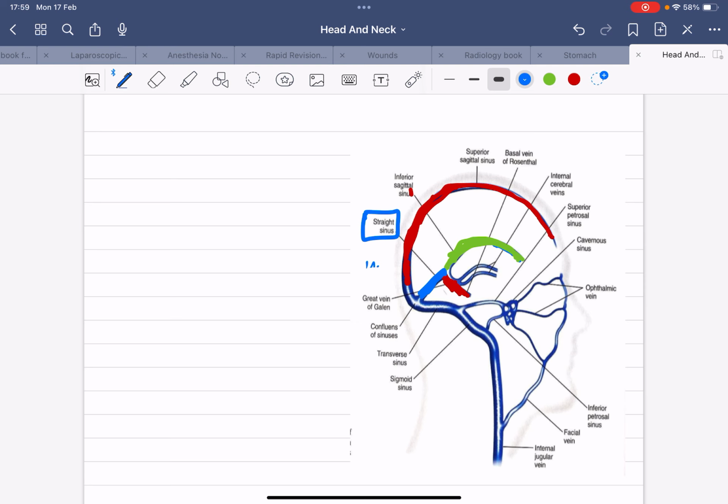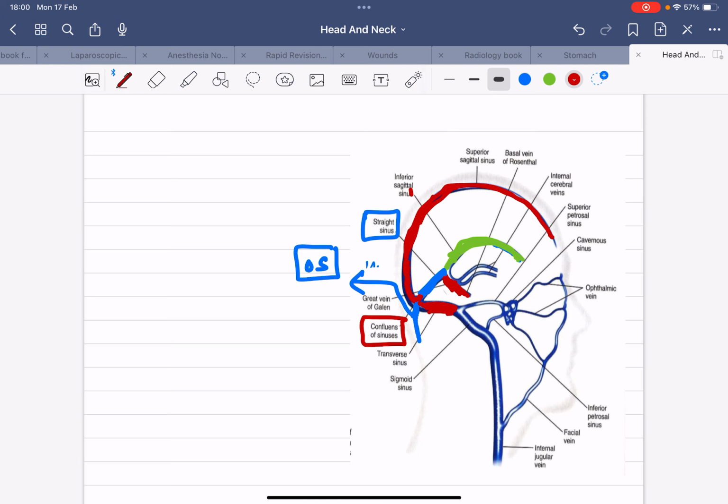Now straight sinus is joining together here with the superior sagittal sinus, and when they both join together, it forms the confluence of the sinuses. Please remember, one more sinus comes from downward and also drains into the confluence of sinuses. This is known as the occipital sinus. Now from the confluence of sinuses, this sinus which I am showing in red color is formed.